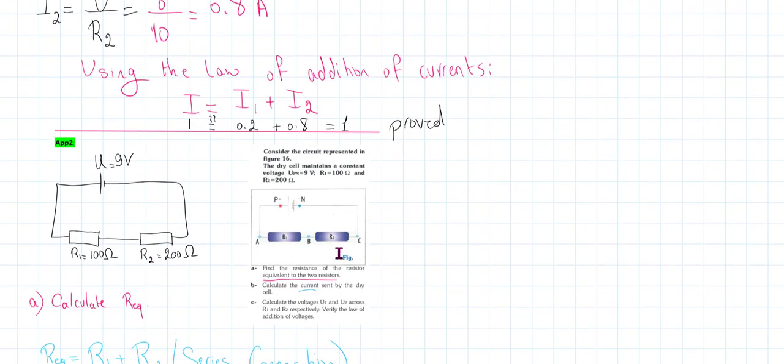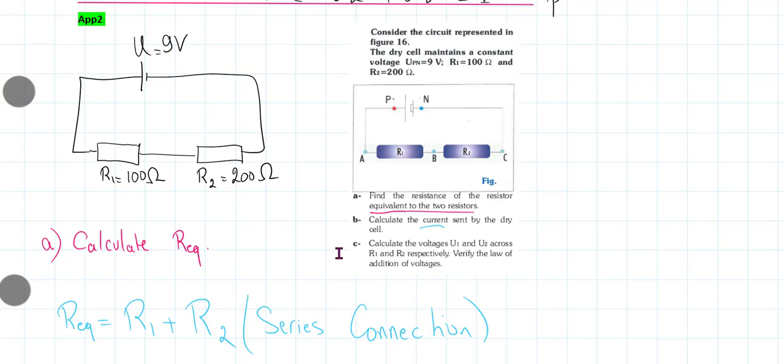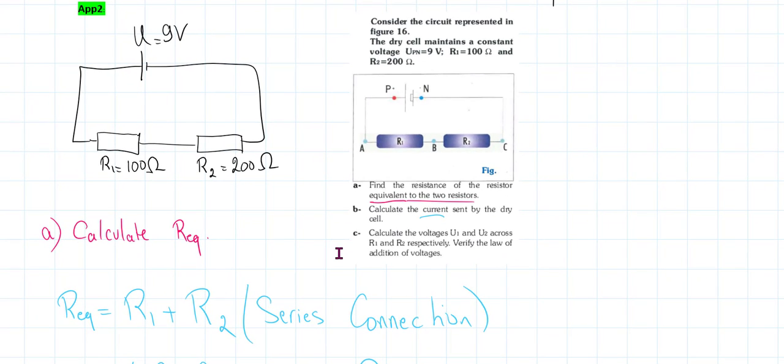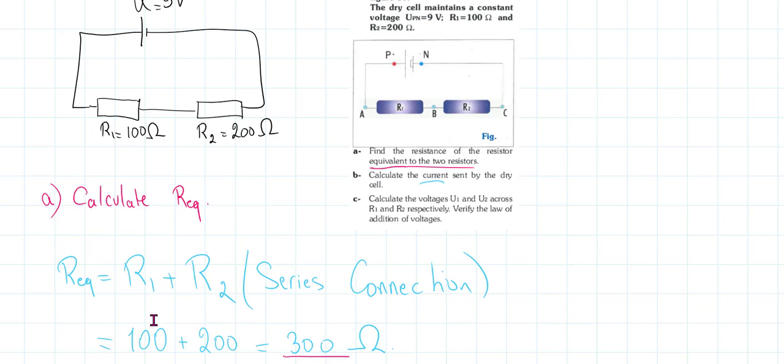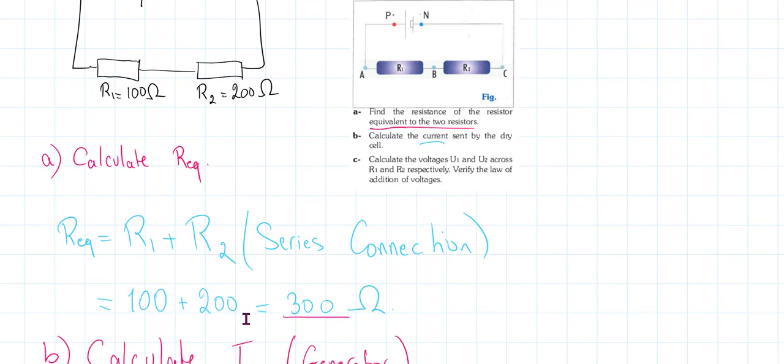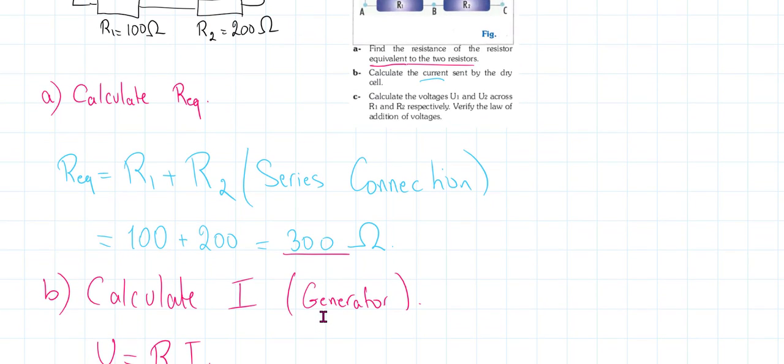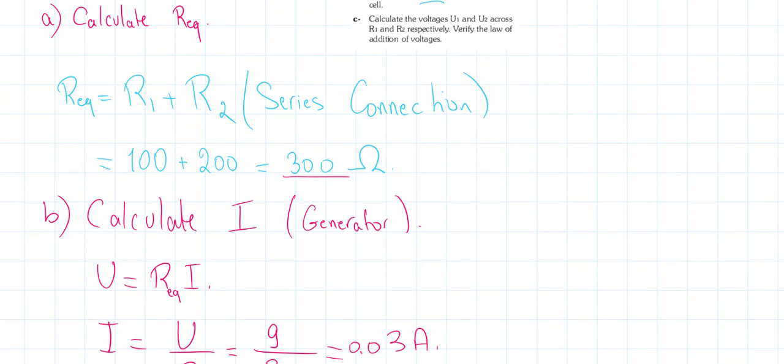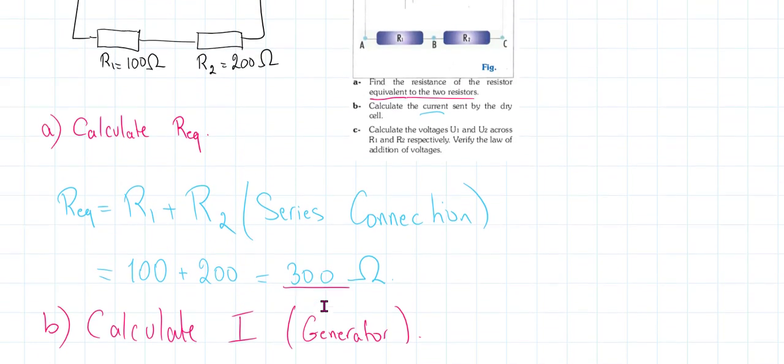In application number 2, instead of having resistors in parallel, we have these resistors in series. The first question: calculate the equivalence. As we said, these resistors are connected in series, so we can just add them up. So the resistance will be R1 plus R2, which is equal to 100 plus 200, and the last answer will be 300 ohms.